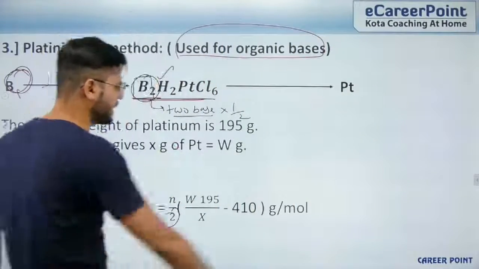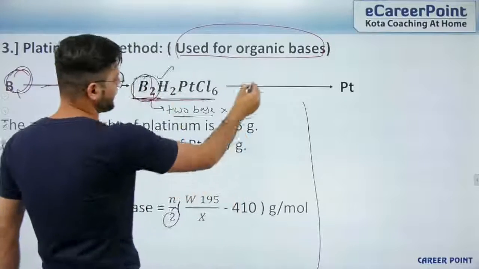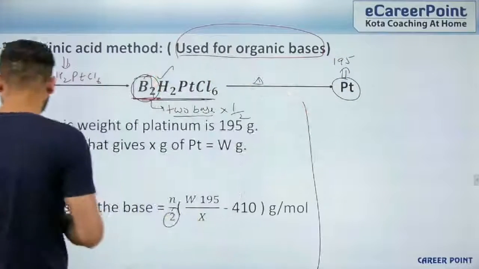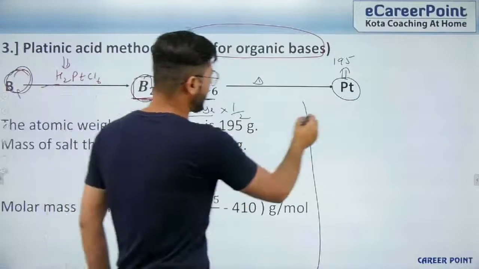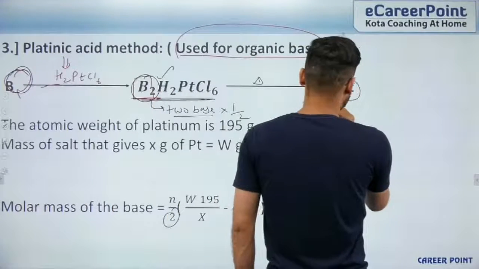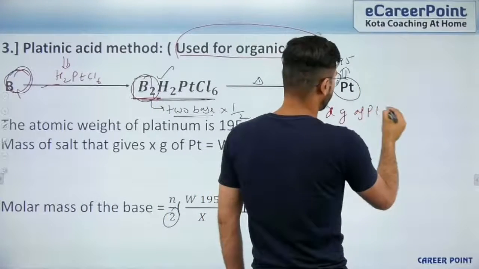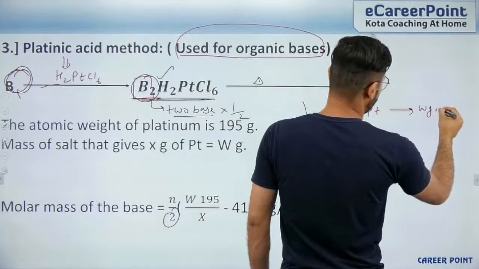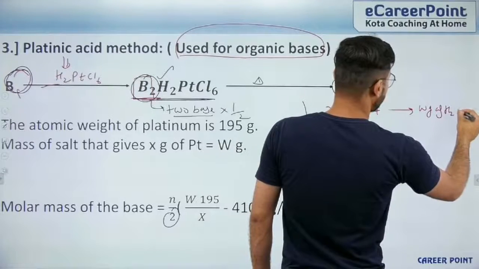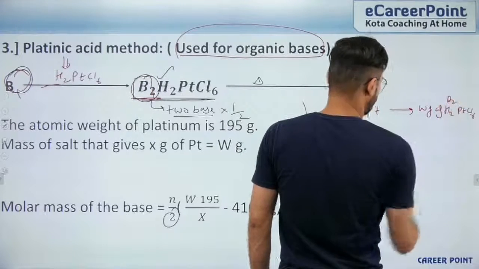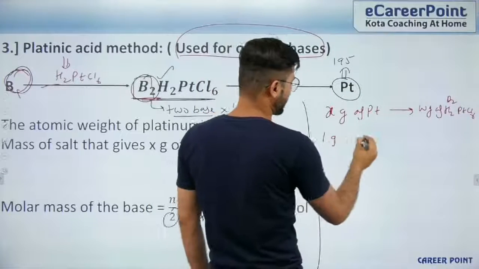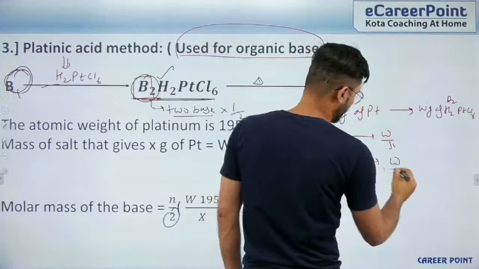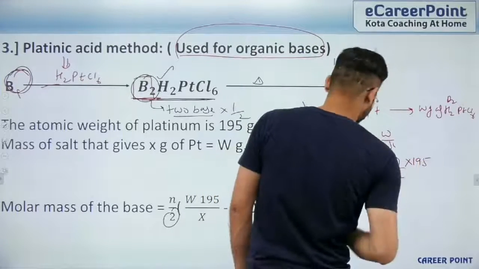Don't worry about it, I will just explain like the previous one. Then we will heat this and it will deposit platinum, and the atomic weight of platinum is 195 gram. So I can directly write: X gram of platinum will be deposited by W gram of H2PtCl6B2, this much salt. Similarly, 1 gram will be W by X, and 195 gram of platinum will be W by X into 195, this much.